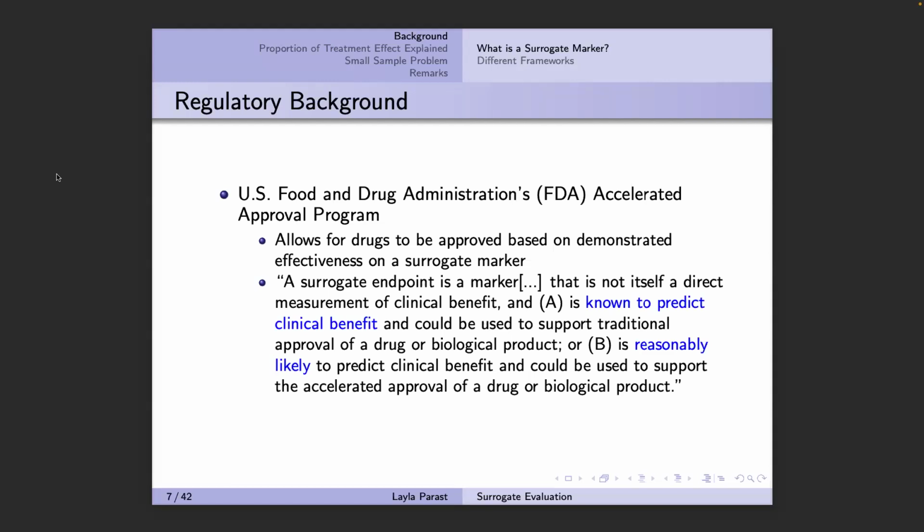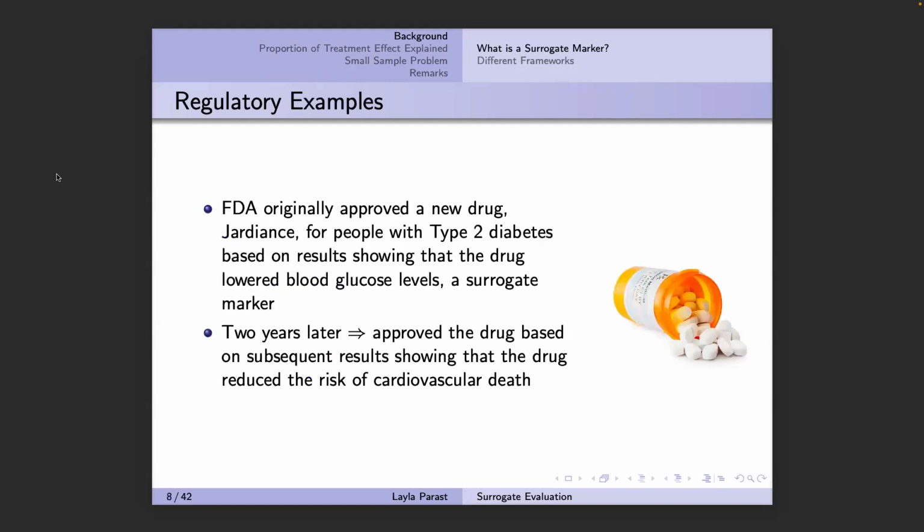And obviously it's not a very statistically fulfilling definition to say that it needs to be reasonably likely to predict clinical benefit. And this is pulled directly from FDA documentation. So here are some examples of drugs that have been approved through the accelerated approval program. So the FDA originally approved Jardiance, which is for people with type 2 diabetes, based on results showing that the drug lowered blood glucose levels, which is a listed surrogate marker for cardiovascular disease among type 2 diabetics.